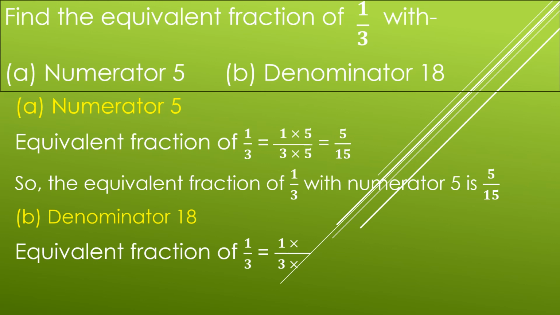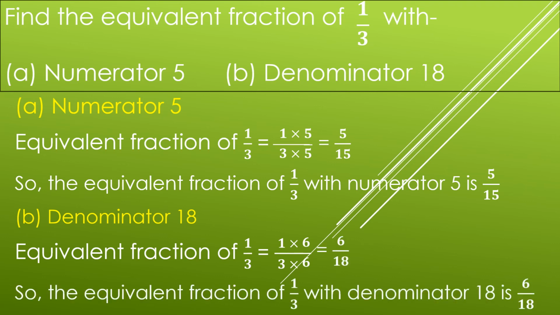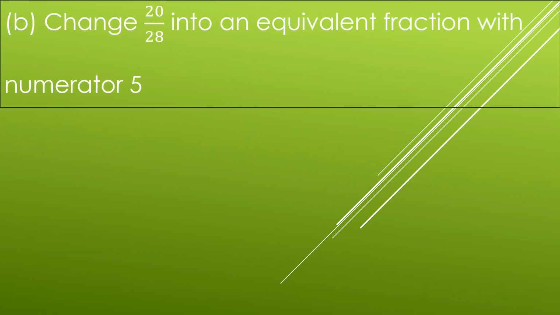Yes, the answer is 6 because 3 6s are 18. So we multiply the same number in numerator also. So write 1 multiplied by 6 and 1 6s are 6. So the equivalent fraction of 1 upon 3 with denominator 18 is 6 upon 18. Let us solve one more question.